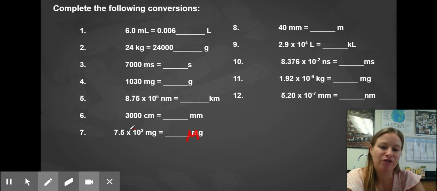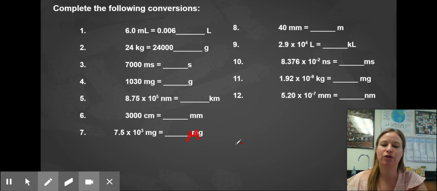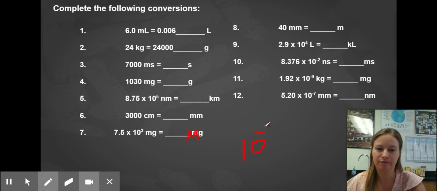So if I'm going from 7.5 times 10 to the third milligrams to micrograms, milli was 10 to the negative 3, and micro was 10 to the negative 6. So I am moving 3 powers of 10 to the right. I'm going to add 3 to this exponent, and I will get, I'm not going to have enough room here, 7.5 times 10 to the 6th power micrograms. Okay, that would be my answer to that problem.